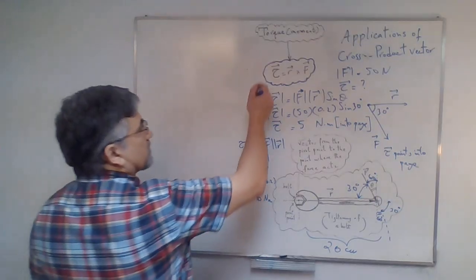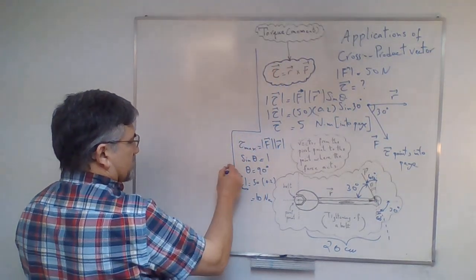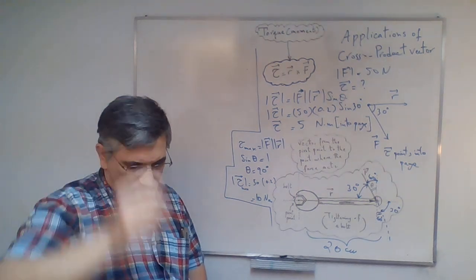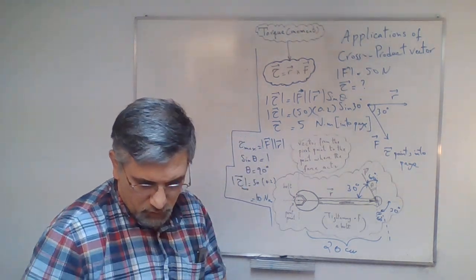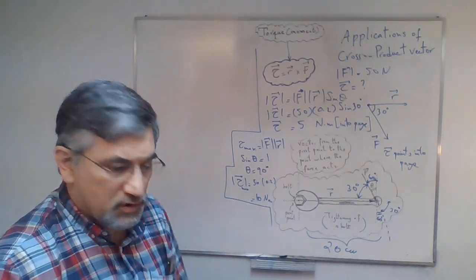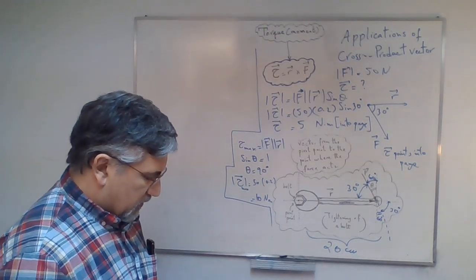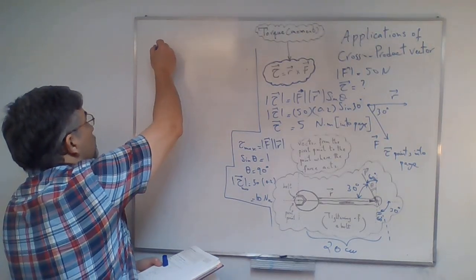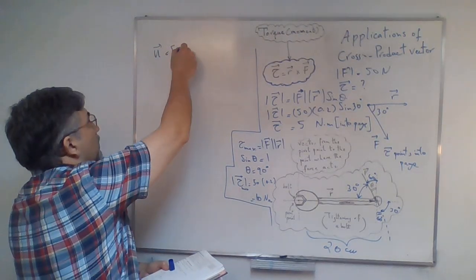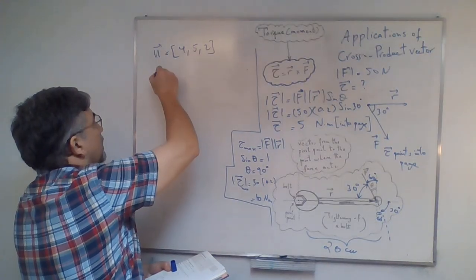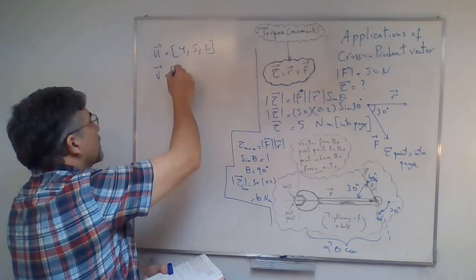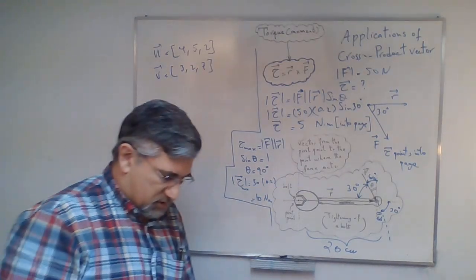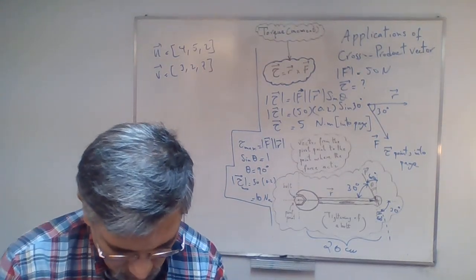Another example about applications of cross products, other than the torque, is when we find the angle between two vectors, whether 2D or 3D. So let's say we have two vectors, and one is vector u, and that is 4, 5, 2, and another vector is 3, 2, 7. So how do we find the angle between these two? Well, we can use cross product.